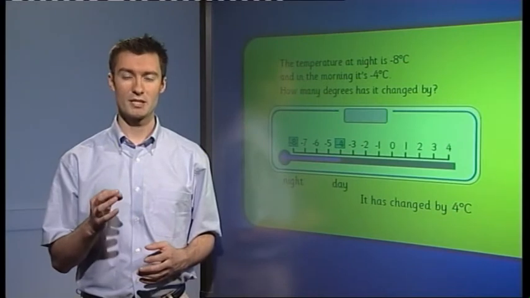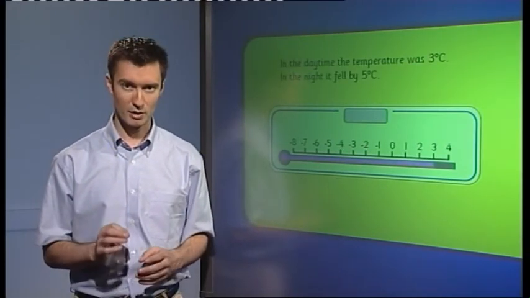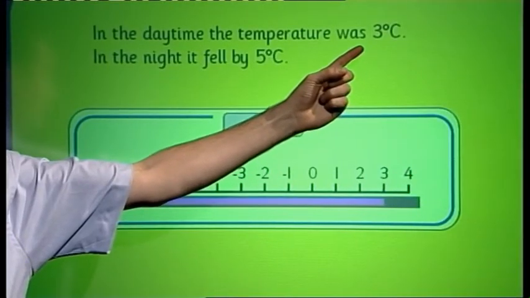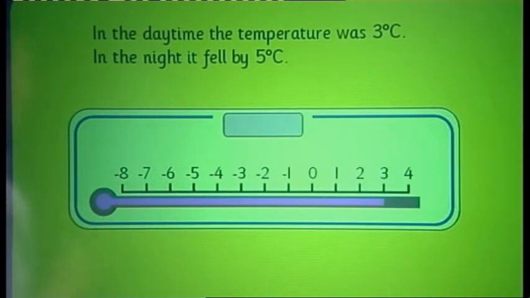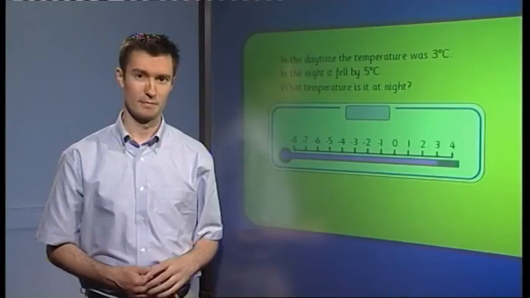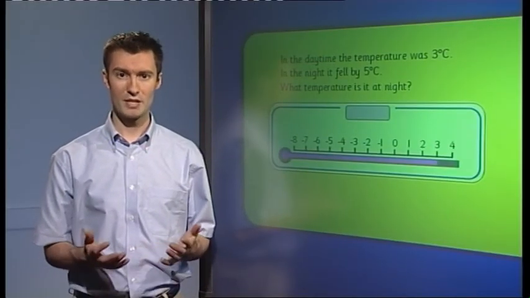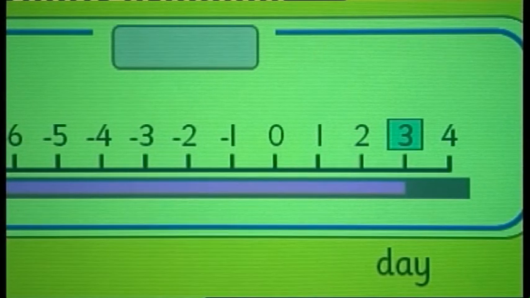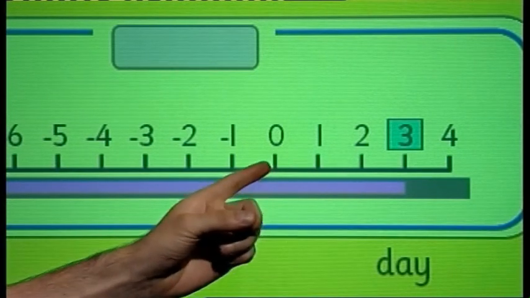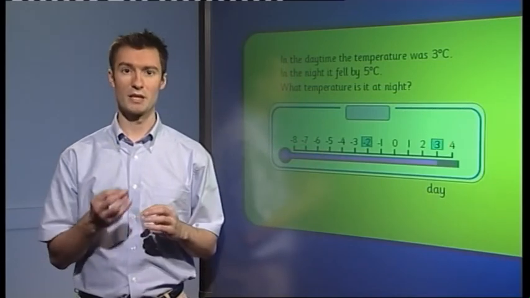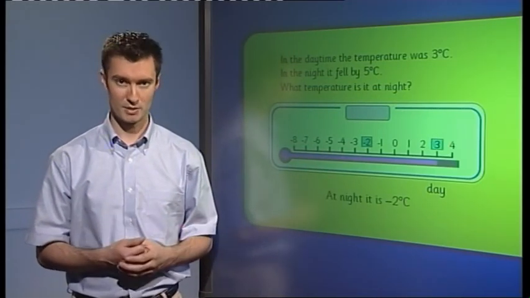Now, to finish with, here's a slightly different question. It's still cold weather. In the daytime, the temperature is 3 degrees Celsius. But then it fell. It went down at night by 5 degrees. What temperature is it then at night? So how do we work that out? Well, the temperature is going to be lower than 3. Now let's look on the thermometer, count back 5. 1, 2, 3, 4, 5. And we get to -2. So we say that the temperature in the night is -2 degrees Celsius.